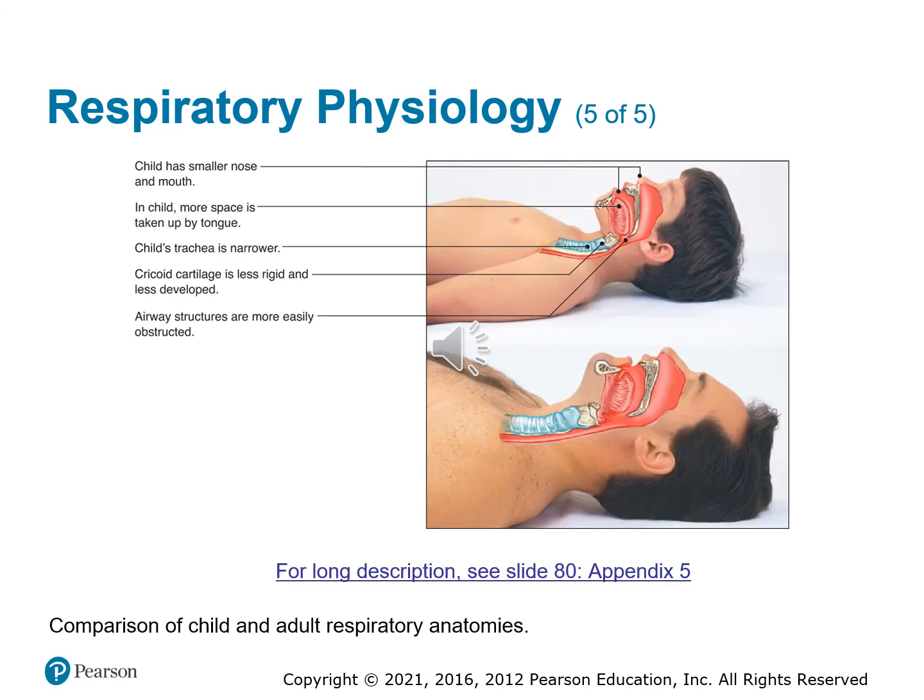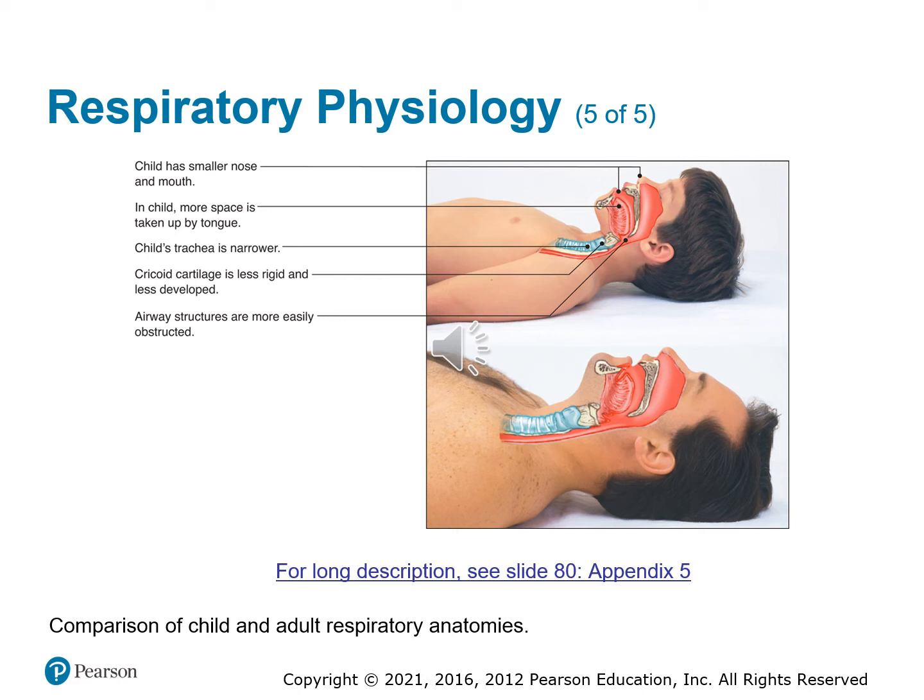I want you to remember that children are not just small adults. There are some differences with the anatomy of a child versus an adult. For one, a child has a smaller nose and mouth, and a child has more space taken up by their tongue. So the tongue can become an obstruction in a child's airway, even more so than an adult's.